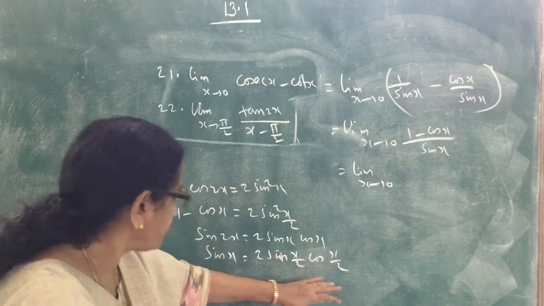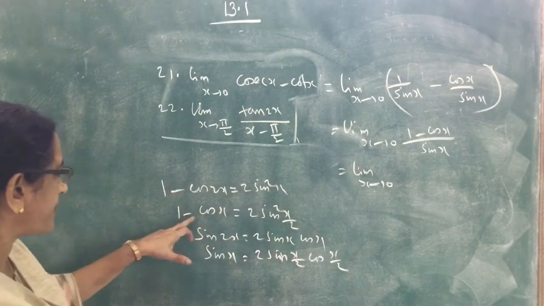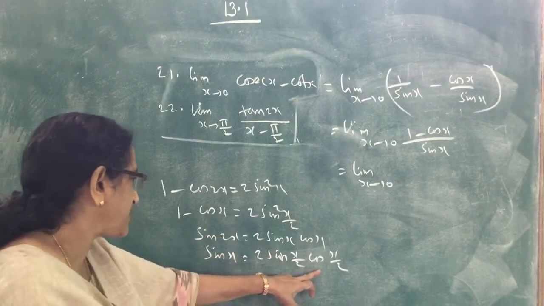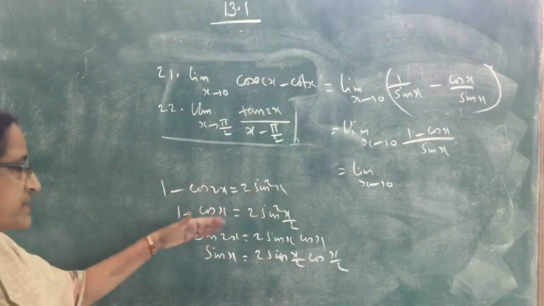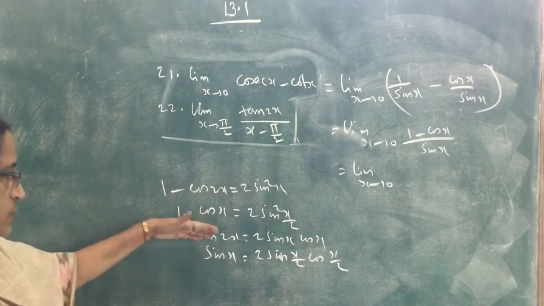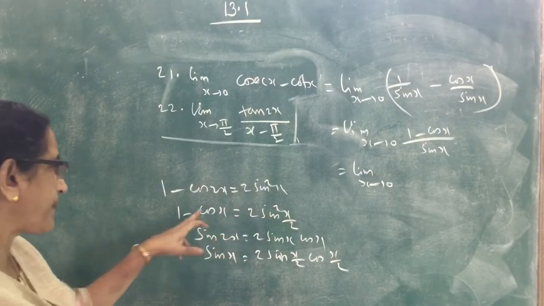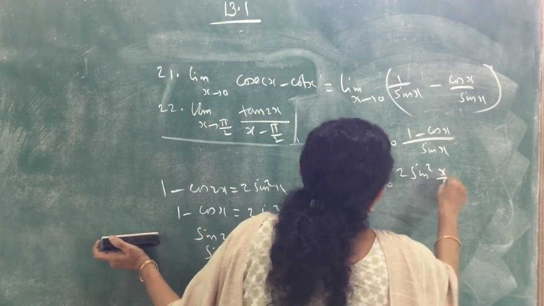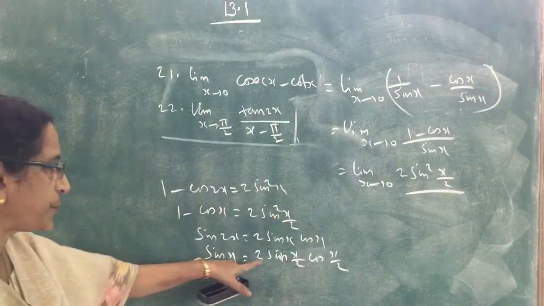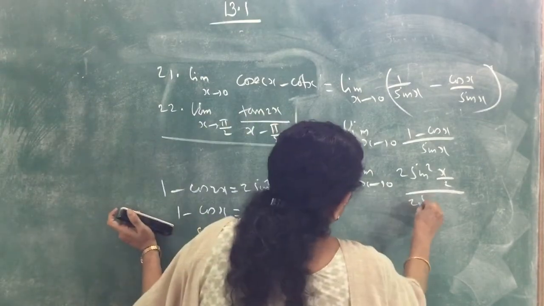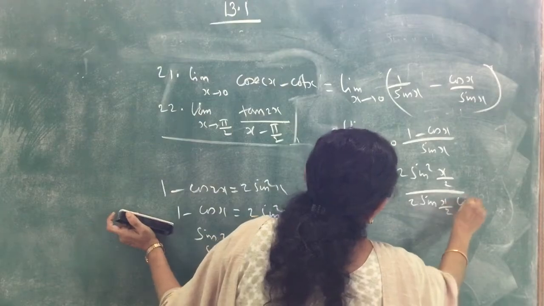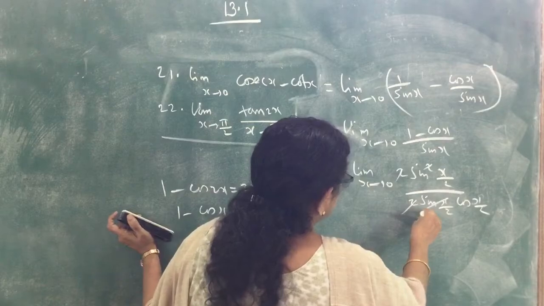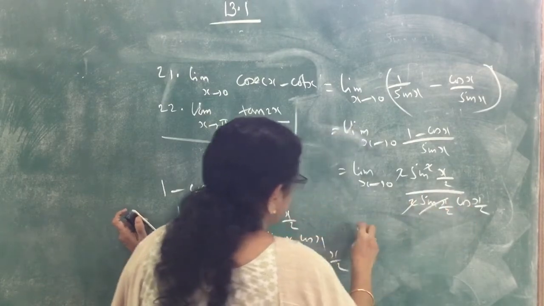So we can apply both formulas here. This formula we have studied in the trigonometry third lesson. So 1 minus cos x we can write as 2 sin square x by 2, divided by sin x, 2 sin x by 2 cos x by 2. Cancelling this 2 and one sin x by 2, we get sin x by 2 by cos x by 2.